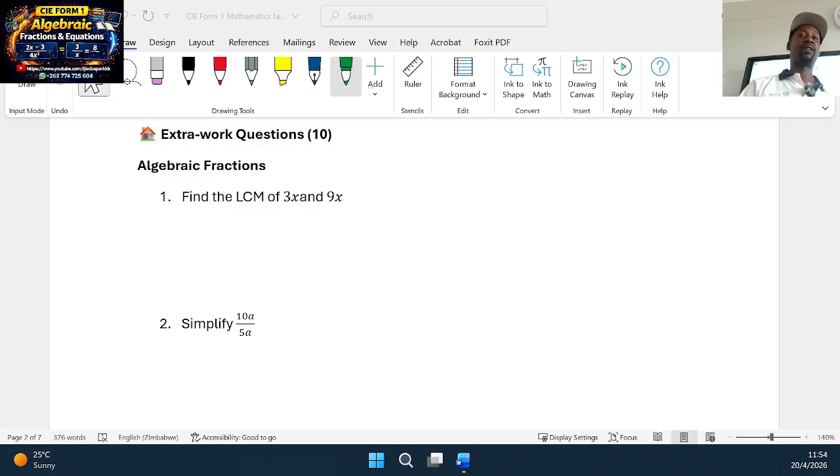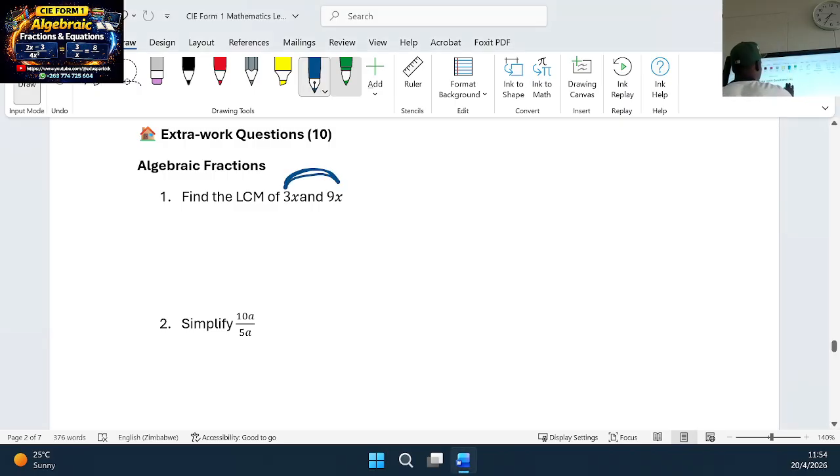This time around, let's close with 10 similar problems again. First problem, we're interested in the LCM of 3x and 9x. So what we'll do is we'll look at the coefficients. They are 9 and 3. So the LCM of 9 and 3 is going to be 9 itself with their multiples. Then for the variables x and x, we take the smaller degree. And for this case, both degrees are 1. So we just take x as our smaller degree. So the LCM becomes 9x.